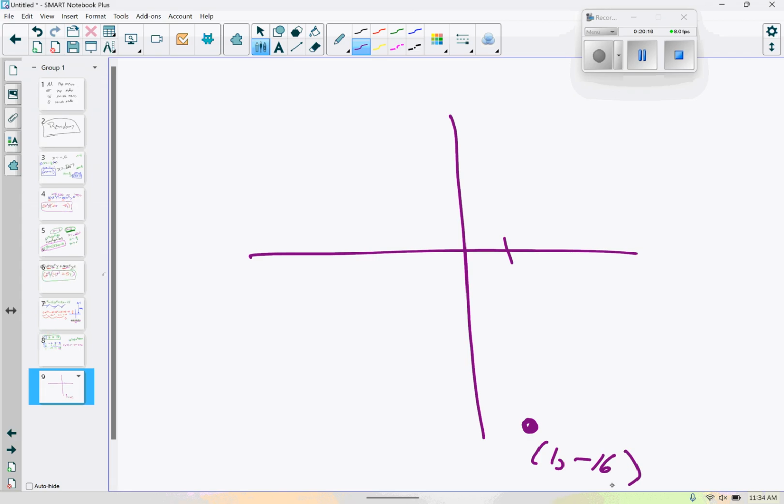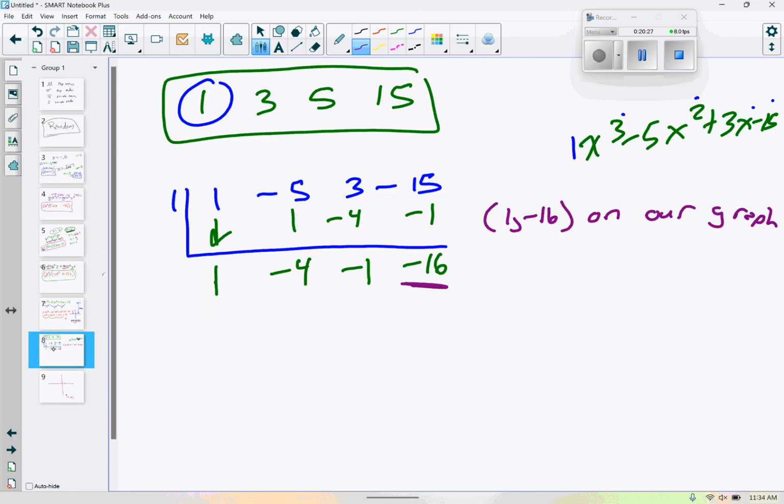Is 1, negative 16 where it crosses the x-axis? No. So you have to continue on with Descartes' rule of signs. And again, this was all how the math had to be done before we had graphing calculators. So you go through the logic saying, okay, 1 didn't work. Let's see if 3 works. And 3, we have to go with this.